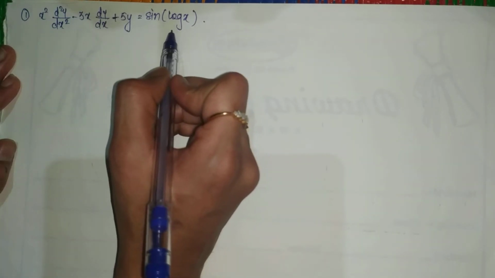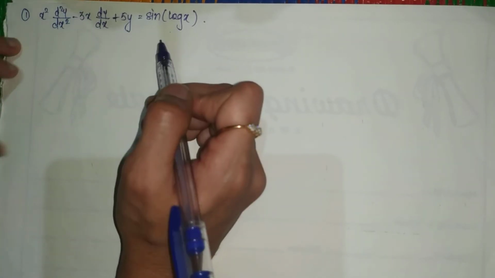Here we have a second order differential equation. This is not a differential equation with constant coefficients, but see, this is the second order derivative, the coefficient is x square. This is the first order derivative, the coefficient is 3x, meaning x dy by dx. So it is in the Cauchy's differential equation form. Let us take a substitution.